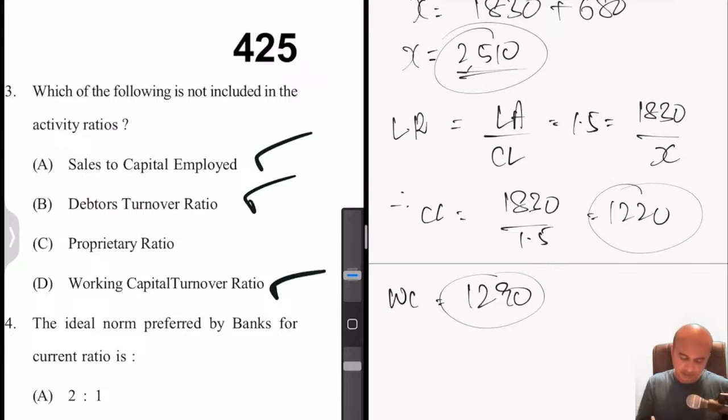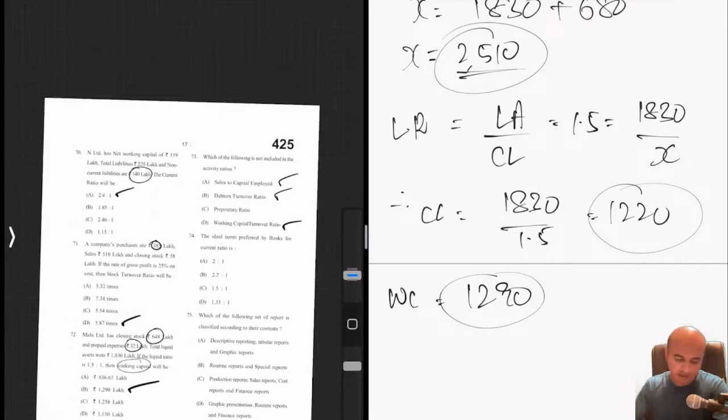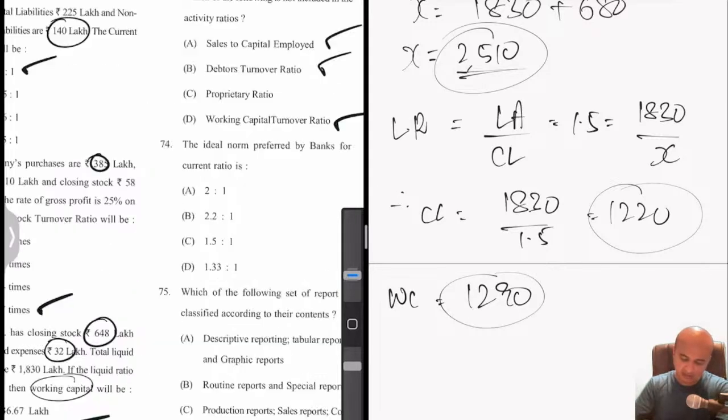Working capital turnover, activity. So now proprietary ratio is in fact not an activity ratio, because activity ratio usually measures how efficiently a company is using its assets to generate revenue. Okay, so proprietary ratio does not measure that. It only measures the proportion of a company's assets that are financed by the shareholders' equity. So it is calculated by dividing shareholders' equity by total assets. It has got nothing to do with the day-to-day activity. So therefore, it does not come under the activity. Option C is in fact the right answer.